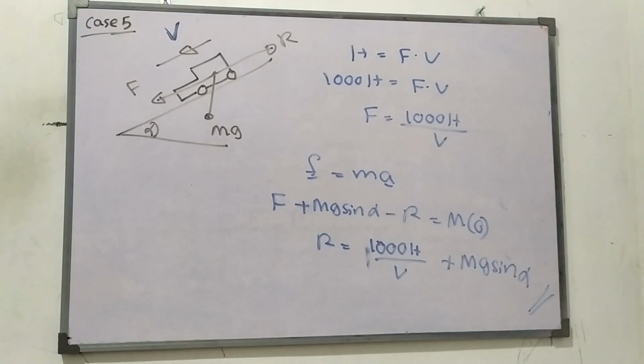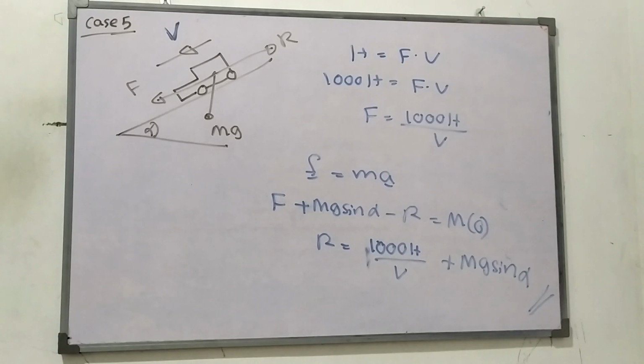So now you can understand, in these 5 cases the resistances are 5 different types. But there's no connection between each resistance. The resistance always depends on the vehicle velocity, the vehicle acceleration, the vehicle mass. It depends on so many variables.